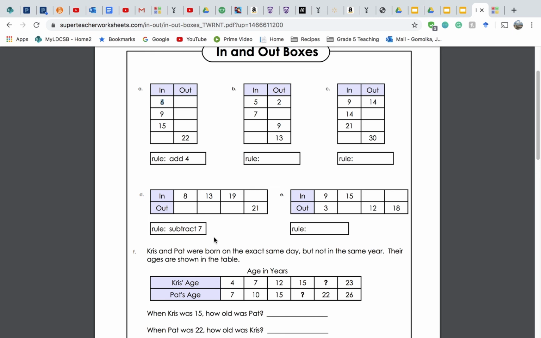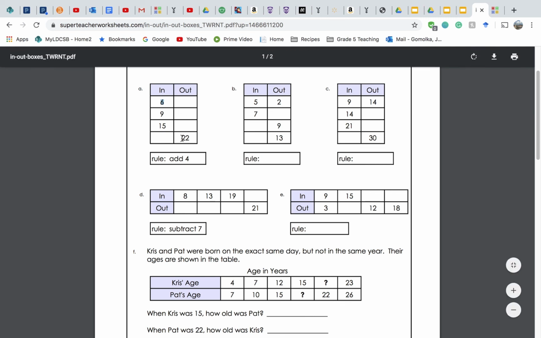Remember that if you have the out number and you're trying to find the in number, you have to do the opposite of that rule. So here we had to add 4 to our in number to get our out number. For our out number, to get our in number, we have to do the opposite, which is to subtract 4, because our in number has to be smaller than the out number in this case. That won't always be the case. In this case, our out number was bigger than our in number.